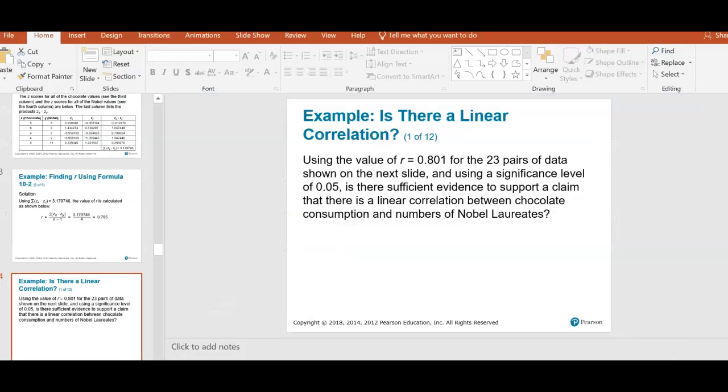So for example, the one that they want us to look at is using an R value of 0.801 for 23 pairs of data, and using a significance level of 0.05, is there sufficient evidence to support a claim that there's a linear correlation between chocolate consumption and numbers of Nobel laureates? Well, now we know what that data means finally.